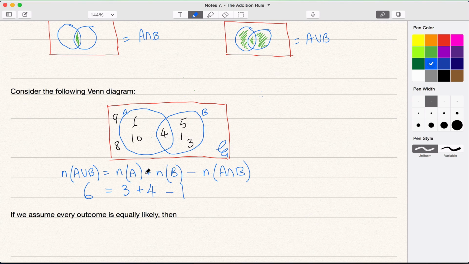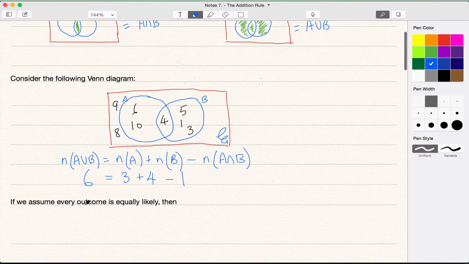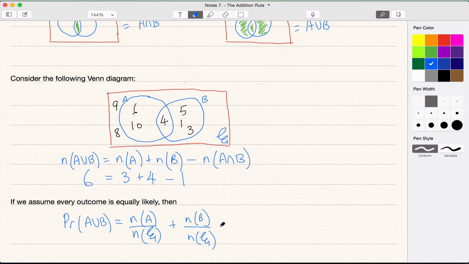If we take this rule and we assume that every one of these outcomes is equally likely, then we could work out the probability of A union B. It is going to be the number of elements in A over the total number of elements, which is the number in the universal set, plus the number in B over the total number, minus the number in A intersect B over the total number.